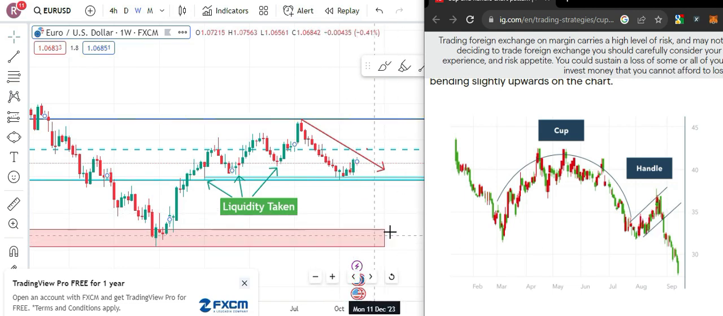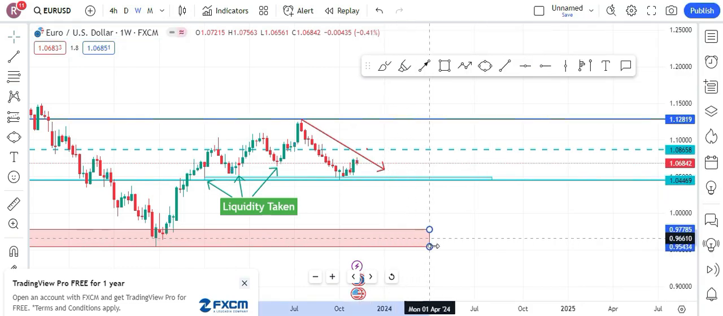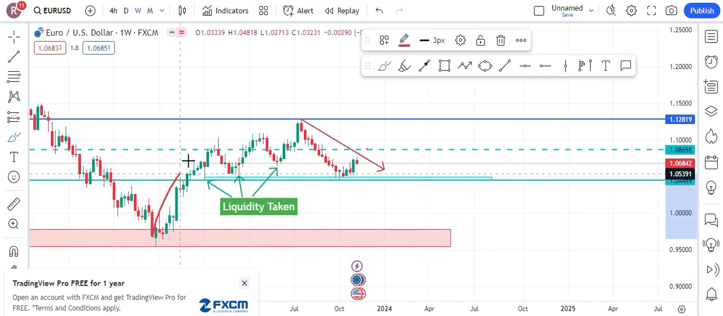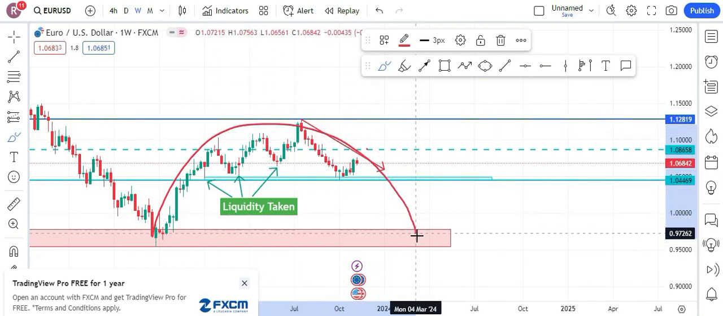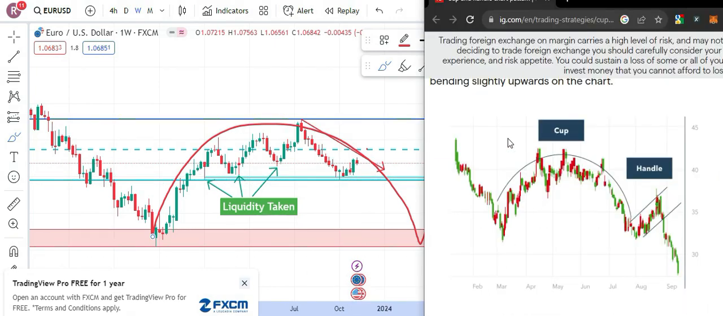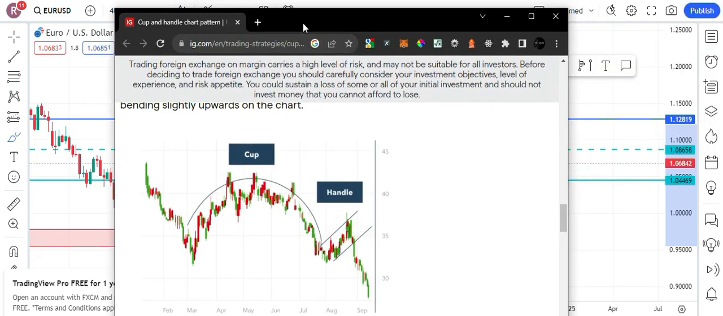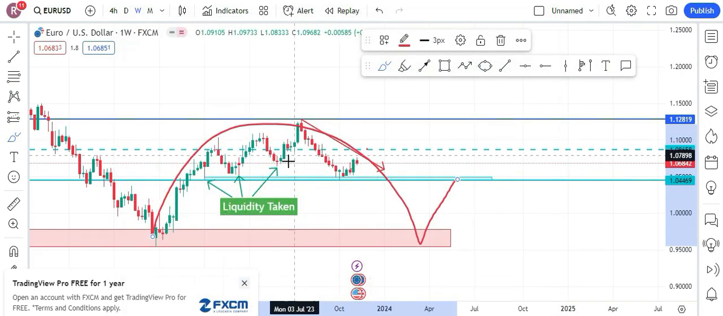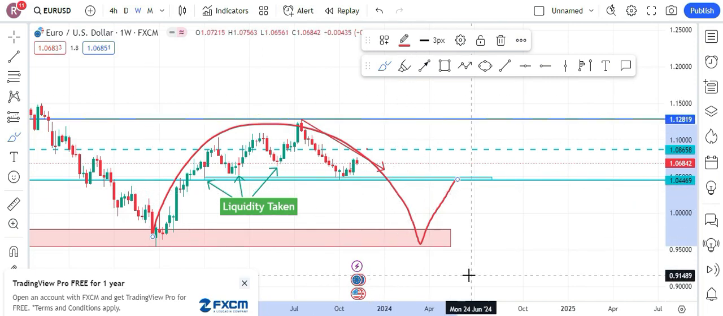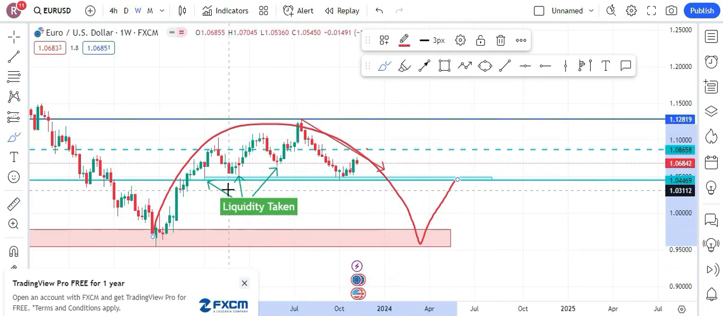So watch out, the positional traders, to make something like this. You can expect something like this in the long run, and it will be something like this. Then it will continue its downtrend. So for positional traders, please keep it in mind. But for current analysis, we don't need to consider this pattern at the moment.